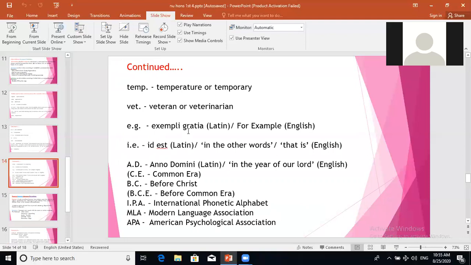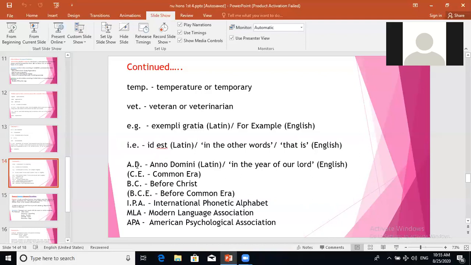E.g. means exempli gratia, Latin. In English, for example. I.e. means id est, Latin. In English, in other words. AD, Anno Domini, Latin. In English, in the year of our Lord. CE, the AD calendar is now known as CE, which means common era. BC means before Christ.